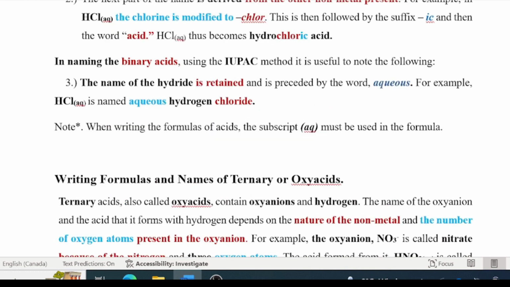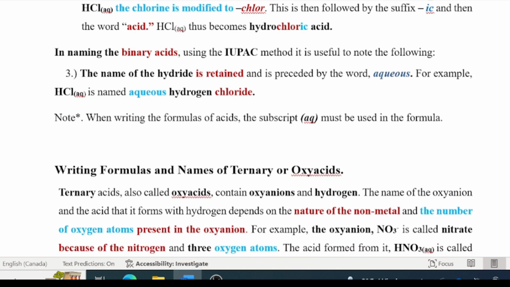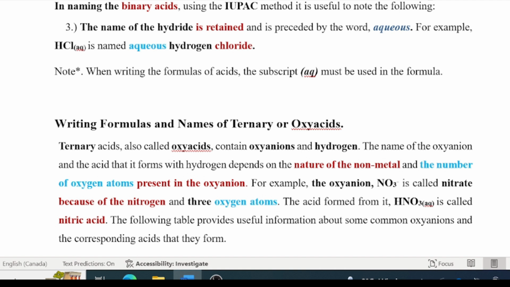Writing formulas and names of ternary or oxyacids. Ternary acids, also called oxyacids, contain oxyanions and hydrogen. The oxyanion and the acid that it forms with hydrogen depends on the nature of the nonmetal and the number of oxygen atoms present in the oxyanion.